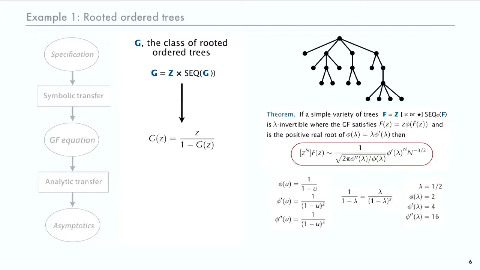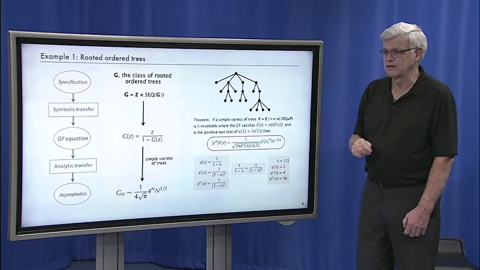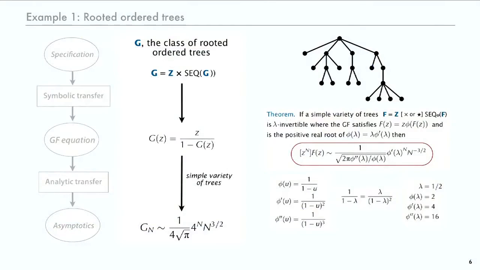And then we get the characteristic equation, which is 1 over 1 minus lambda equals lambda over (1 minus lambda) squared. That's setting phi equal to lambda phi prime, and you get lambda equals 1/2. And then evaluating the characteristic function and its derivatives at lambda, we get 2, 4, and 16, and plugging in those values, we immediately get the coefficient asymptotics: 4 to the n over 4 square root of pi n to the 3/2.